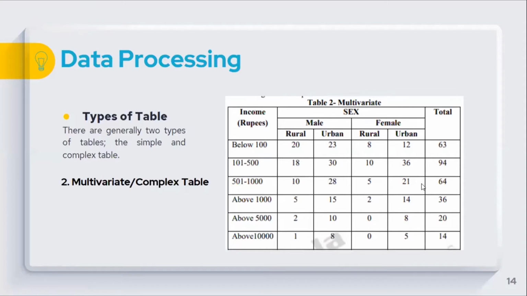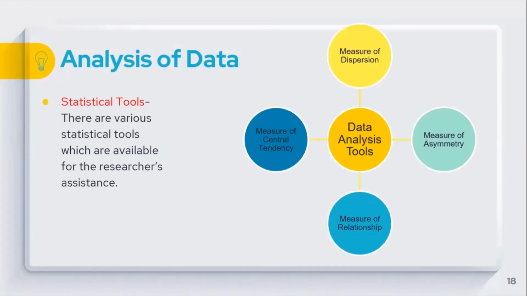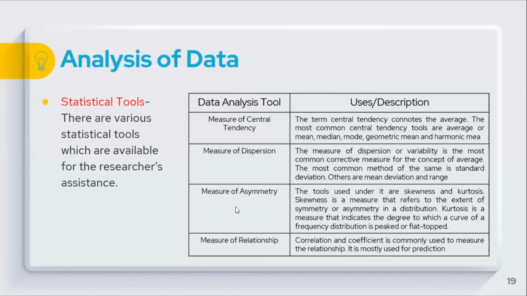For example, sa male and female, okay, below 100 up to above 1,000. So imo na siyang i-correlate, makuha nimo ang relationship ana nila according to the rural and rural, urban and urban, or rural versus urban para sa male, rural versus urban para sa female. So that's how we get the relationship through correlation or any other relationship techniques. Okay? So that's how we do the analysis. So natin ginatawag nga tendency, dispersion, asymmetry, and relationship.